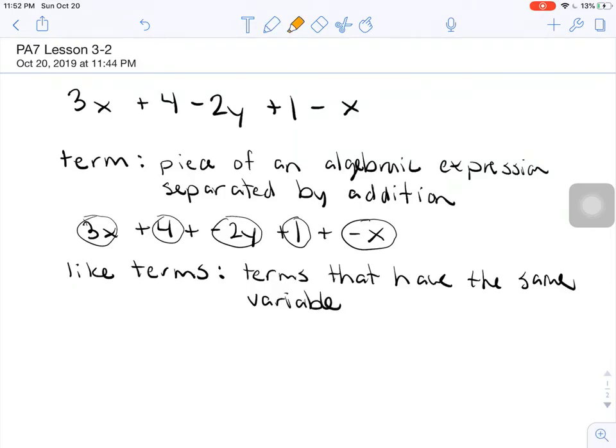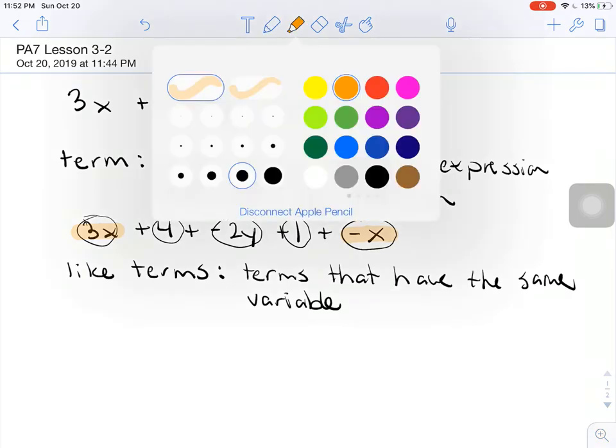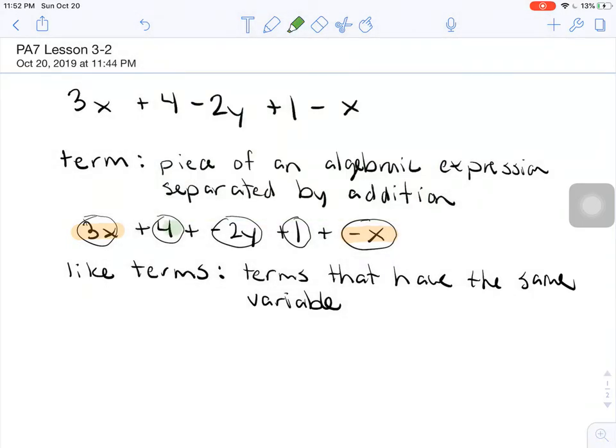So in our expression that we were just looking at, we have a term that is a 3x, and then we have another term down at the end that is a negative x. Those both have an x in them, so they are like terms. Now we do have another place where we have like terms, but they're a different type of like terms. So we say like terms are terms that have the same variable. Having the same variable can also mean having no variable. So that means that the 4 and the 1, they have no variable, which means they are also like terms.